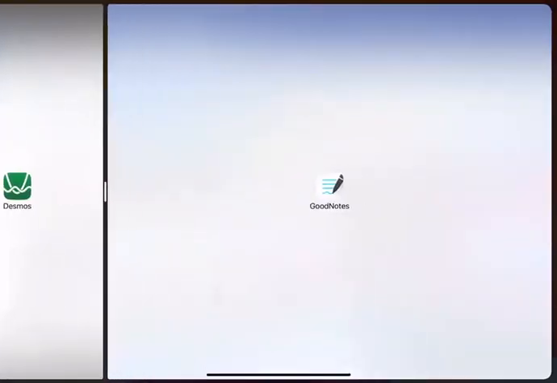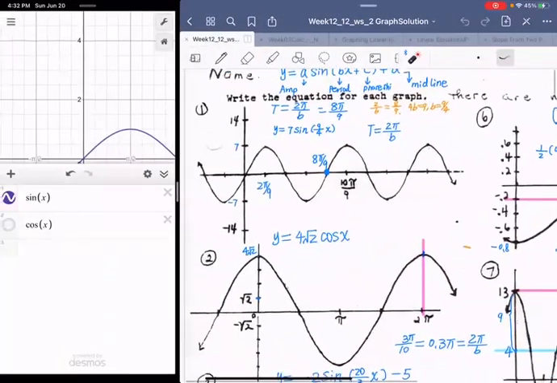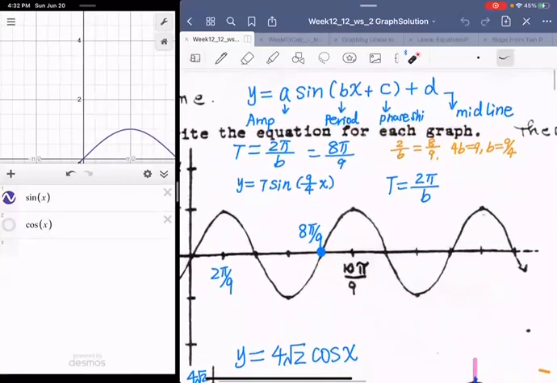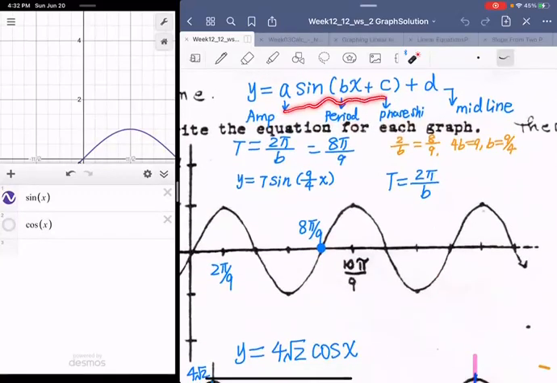Now we want to see here. By drawing a graph like that, we wonder what function corresponds to this. So we want to introduce something called a times sine bx plus c plus d, okay? You want to write down on your notes. A is called the amplitude.